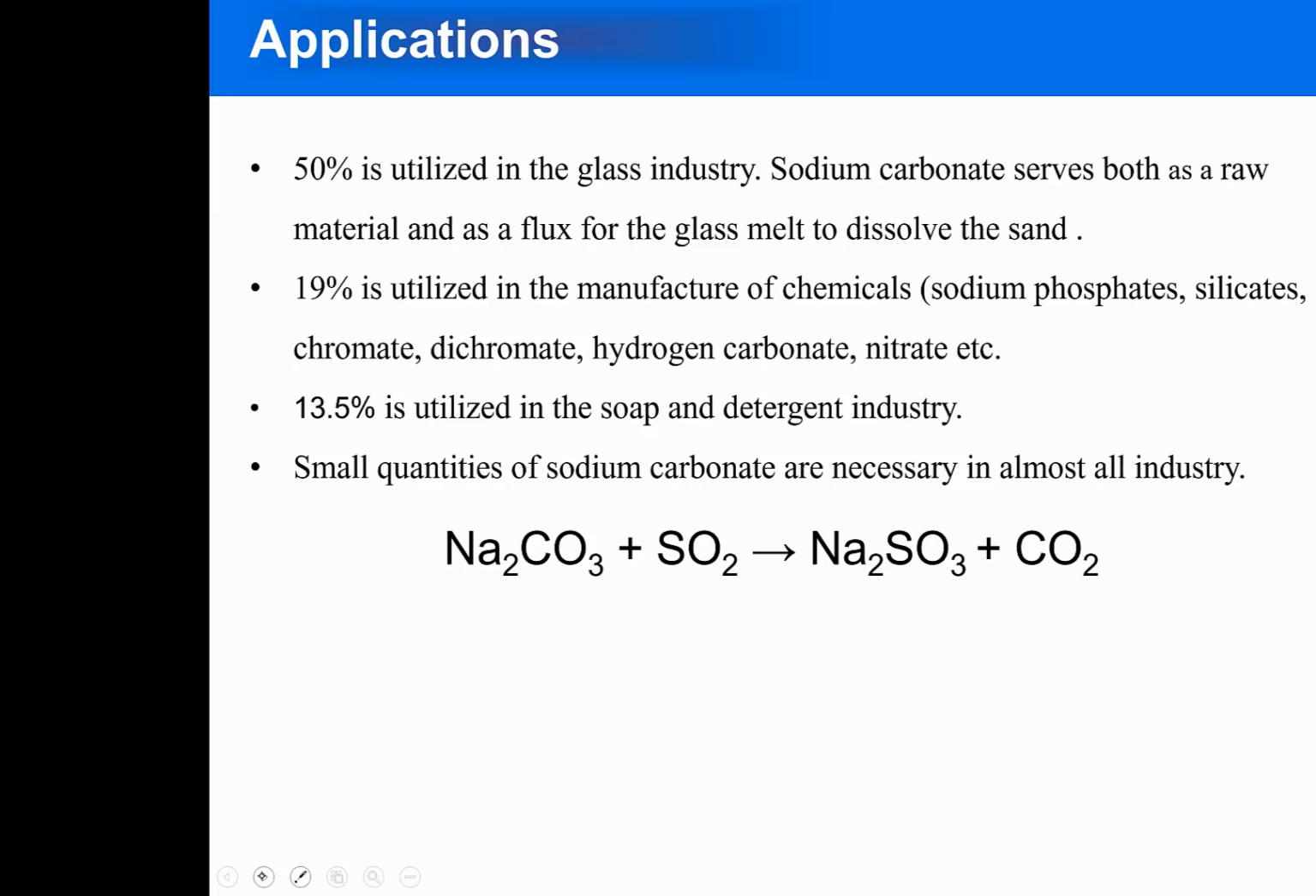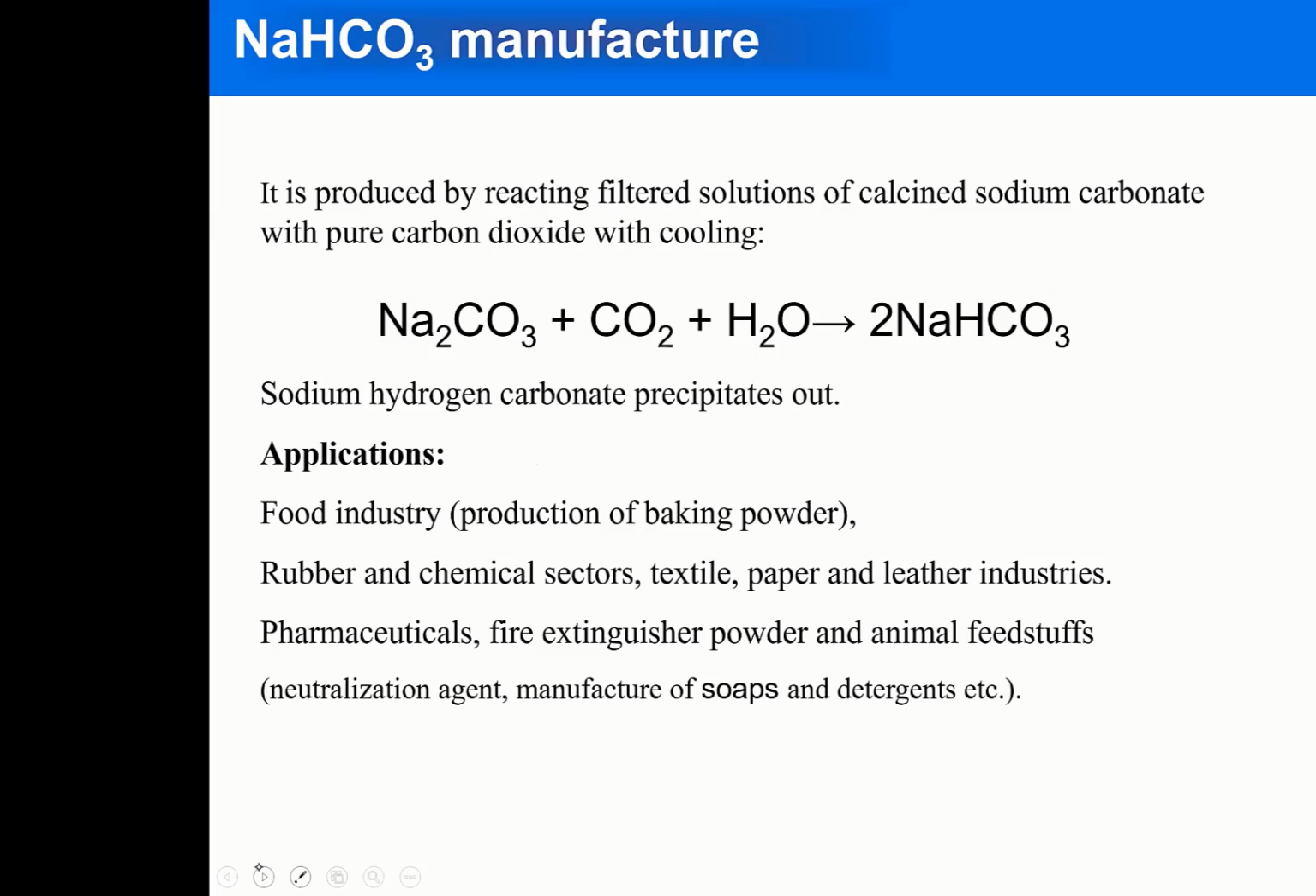It also can be used in the soap and detergent industry, and small quantities are necessary in almost every industry throughout the chemical industry in general in order to scavenge sulfur oxide and nitric oxide out of the exhaust smokes of different industries. The third form is sodium hydrogen carbonate or sodium bicarbonate.